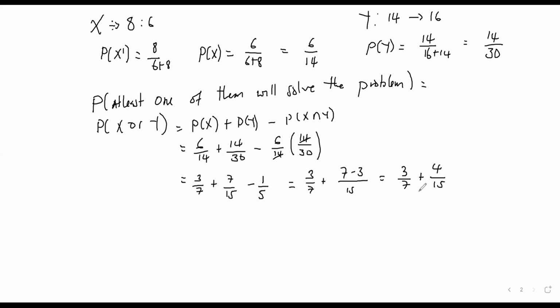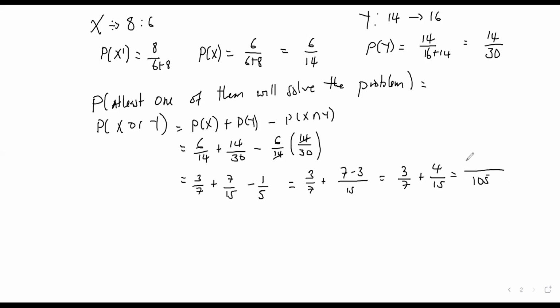What could be the common denominator? Let me do 7 by 15. So that's 105. So here I'll have 7 into 105 is 15.